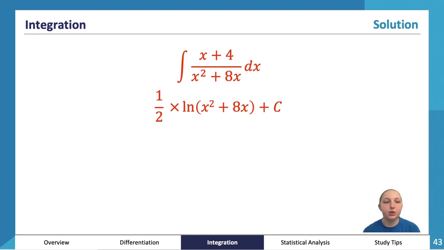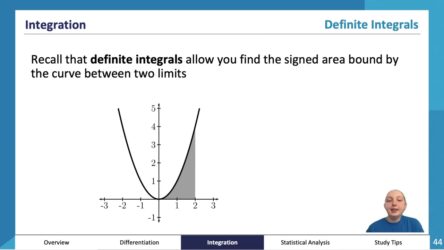Okay, so then if we're thinking about the definite integral, so we've just looked at the indefinite, let's look at the definite integral. So our definite integral allows us to find the signed area bound by a curve between two limits. Okay, so that's what makes it definite, that we're doing it between an exact interval. So say here we're finding the area between 0 and 2 underneath the curve here. Okay, so we're finding the area between the curve and the x-axis.